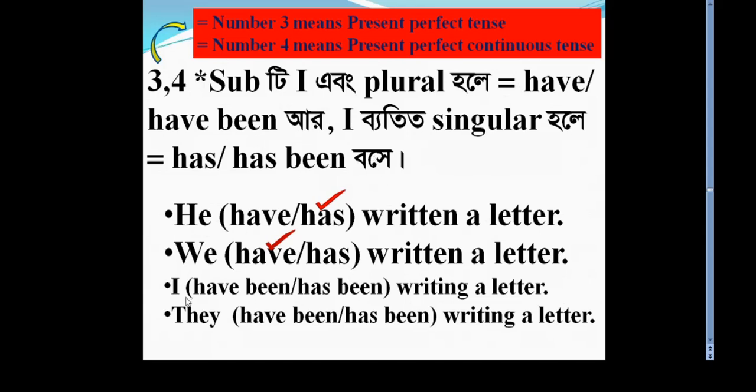In the third example, I have been or I has been, which is right? I have been. Yes. And fourth example, they have been or they has been, which is right? They have been. I hope you can understand it.